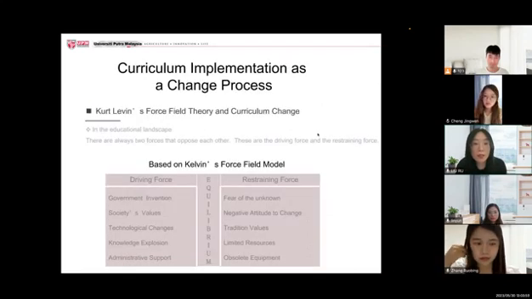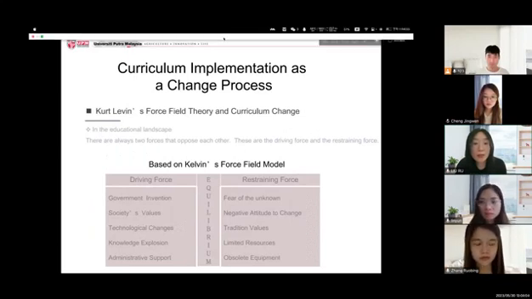Curriculum implementation as a change process. The illustration below shows that there are driving forces on the left and resisting forces on the right. If you look at the illustration, there is equilibrium. If the driving force is equal to the restraining force, will change happen? Do you think there will be curriculum change in this situation, and why?